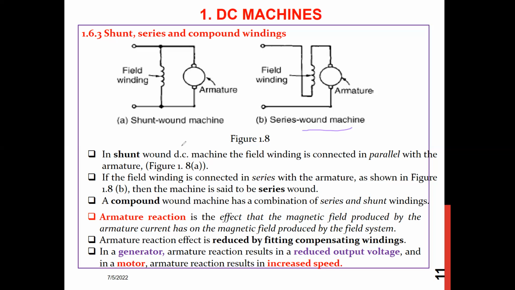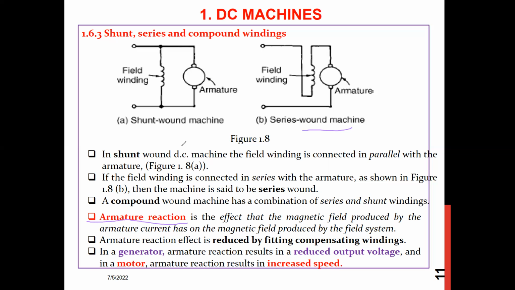Now, armature reaction. We define armature reaction. Armature reaction is the effect that the magnetic field produced by the armature current has on the magnetic field produced by the field system. That is the definition of armature reaction.